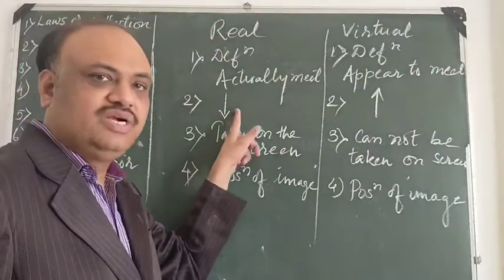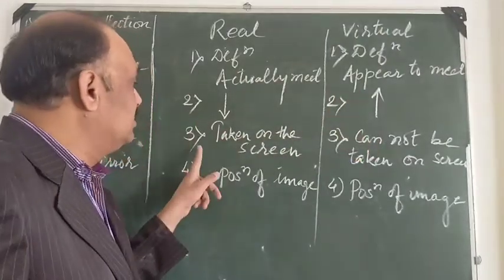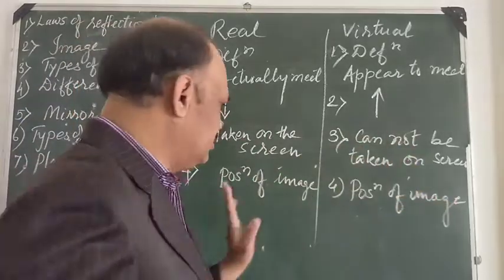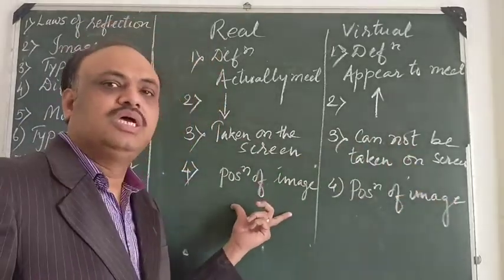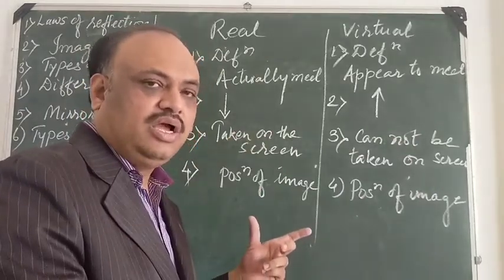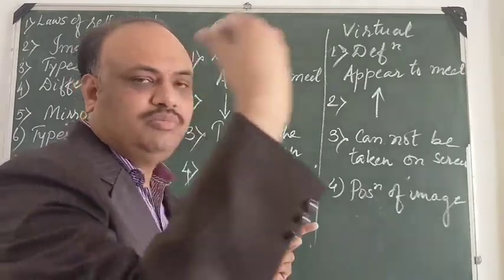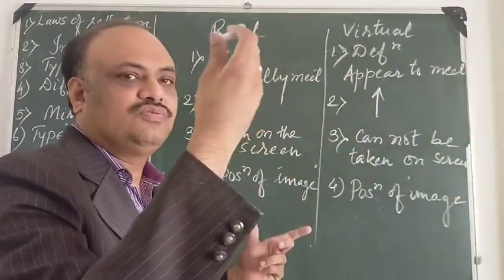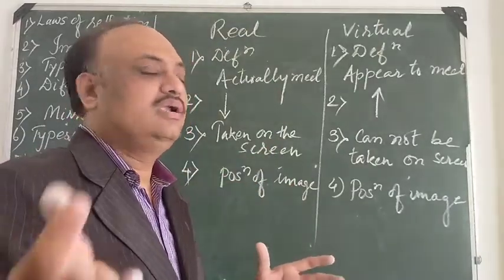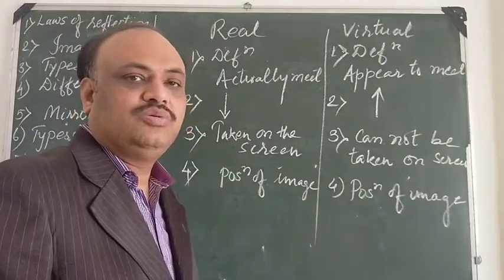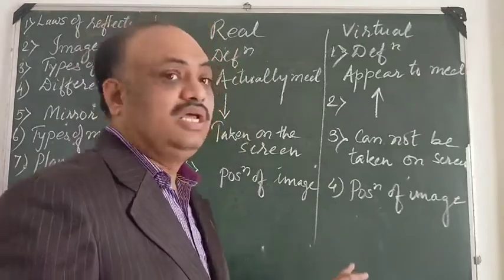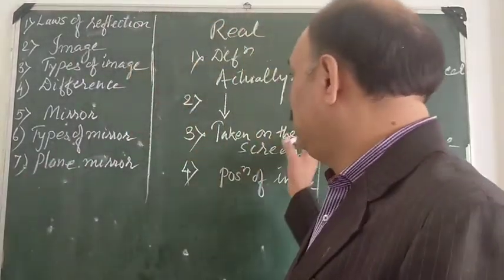Real image is always inverted, virtual image is erect. Third one, real image can be taken on the screen, virtual image cannot be taken on the screen. And fourth, position of the image: in case of concave mirror, real image is always formed in front of the mirror and virtual image is formed behind the mirror. In case of lens, real image is formed on the other side of the object, and virtual image is always formed on the same side of the object. So this is the basic difference between real and virtual image.